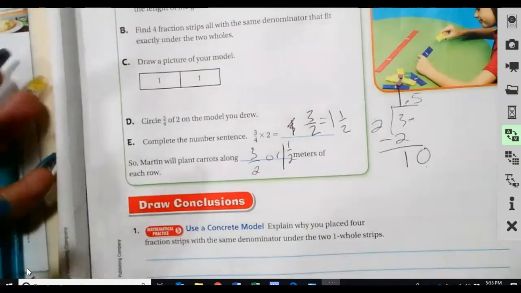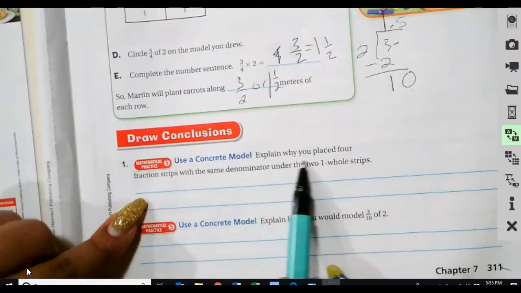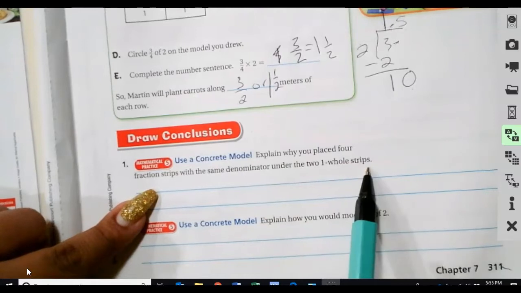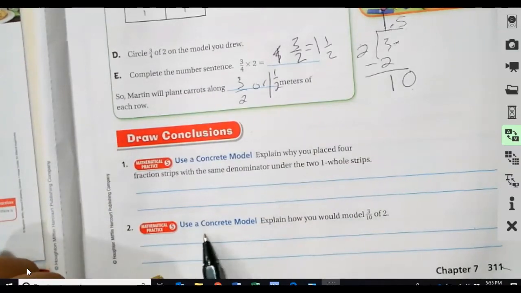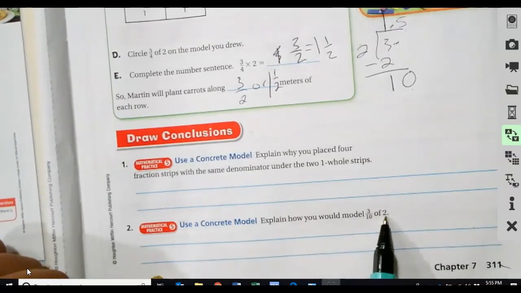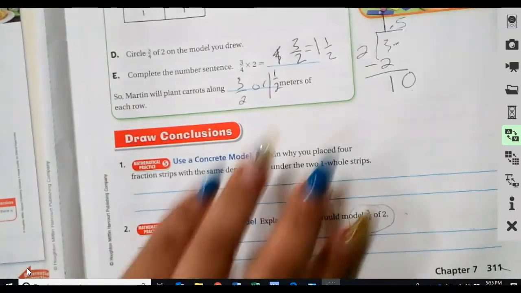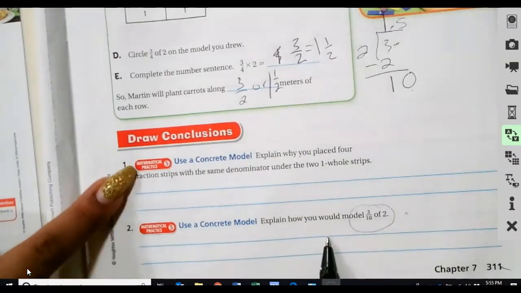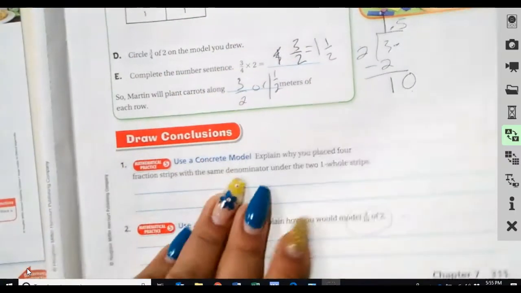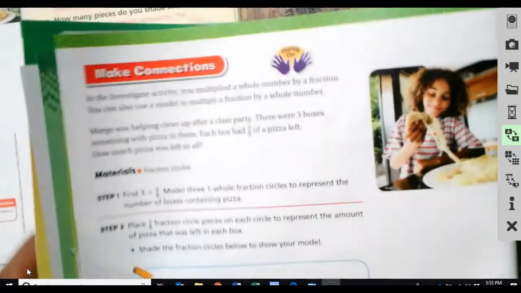But I want you to pause your video and answer questions 1 and 2. Use a concrete model. Explain why you place 4 fraction strips with the same denominator under the 2 1-whole strips. And number 2, use a concrete model. Explain how you would model 3/10 of 2. So basically, this is kind of like another problem. How would you model it? If you get confused with number 2, that's okay, but please do number 1. And if you can't answer it, you might want to watch the video that you watched so far again. So go ahead and turn your page.